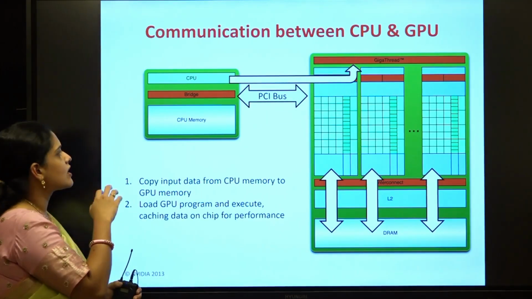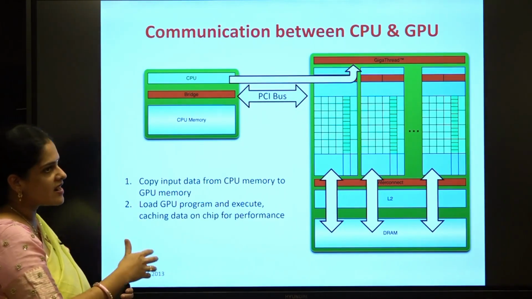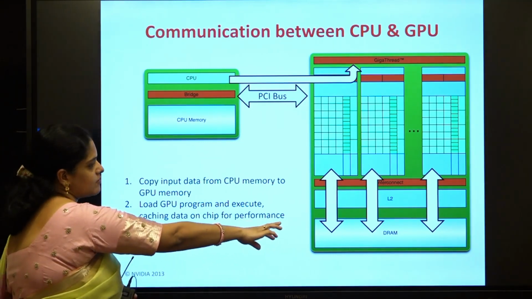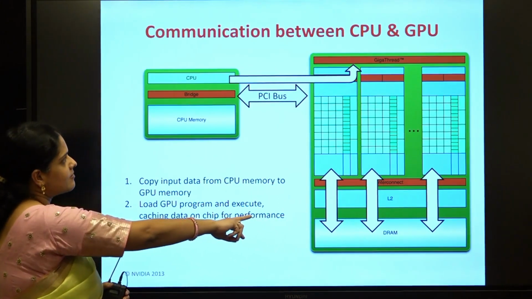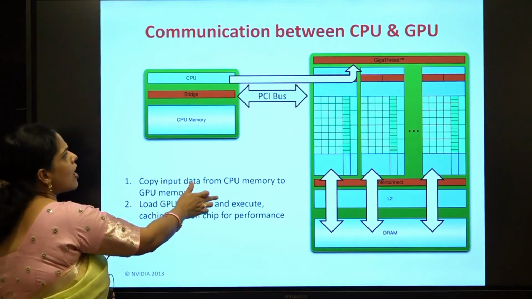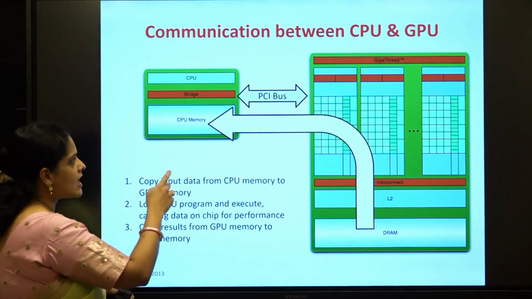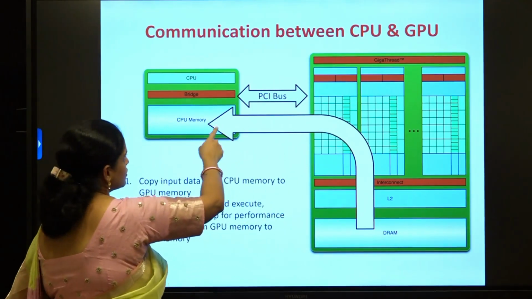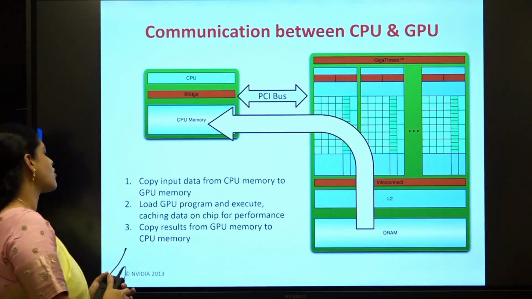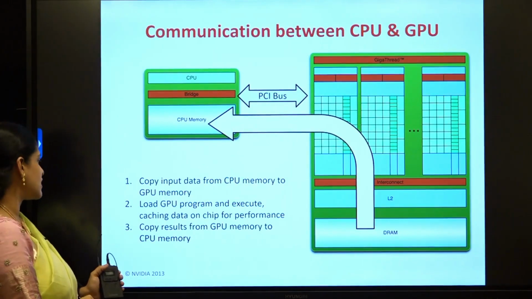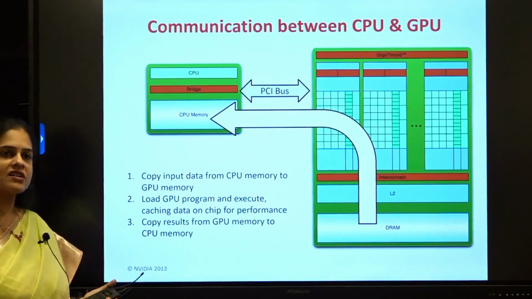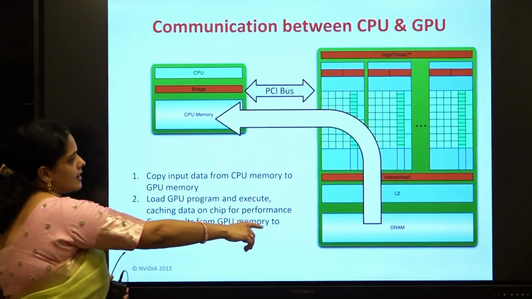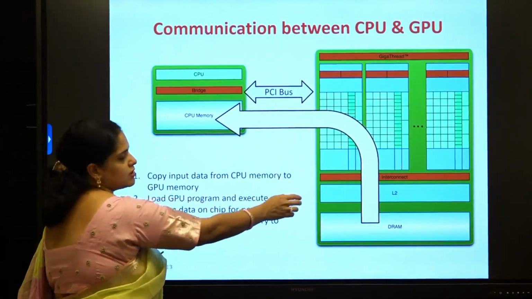The second thing is that we load the program and execute it, taking the data from the DRAM available in the GPU. Once the output is available, it is placed into the DRAM of the device and transferred to the CPU. So the last thing is copying the results from the GPU memory to the CPU memory, whenever our results are available in the memory of the GPU.